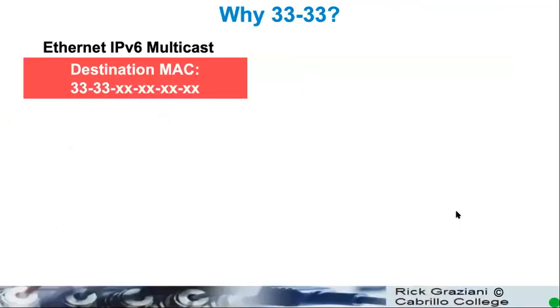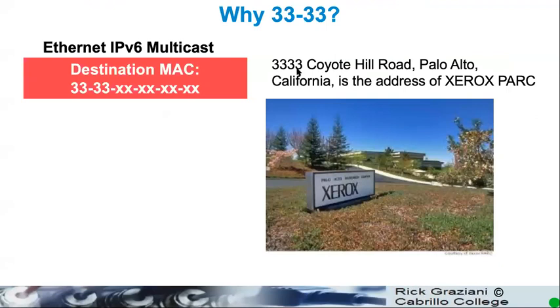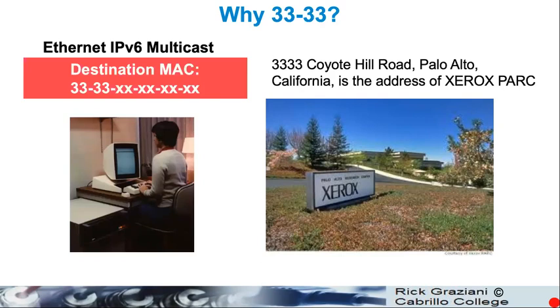But why 3333? Interesting enough, 3333 Coyote Hill Road, here nearby in Palo Alto, California, was the address of Xerox PARC. Remember who Xerox Palo Alto Research Center was responsible for? They developed the Alto. They were actually responsible for the first graphical user interface. They were responsible for Ethernet and object-oriented programming. Okay, a little call out to them here in IPv6.